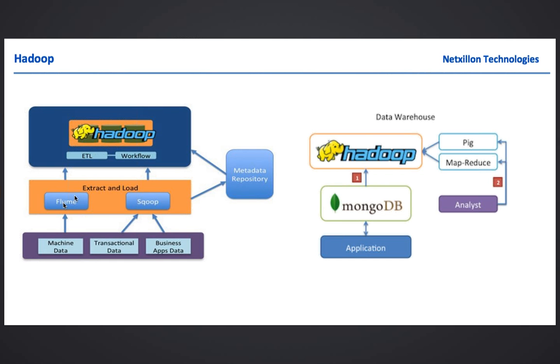So today we'll be looking at firstly two tools. One is Flume, the other is Sqoop. What is the difference between these two? Flume is used for any unstructured or semi-structured data.